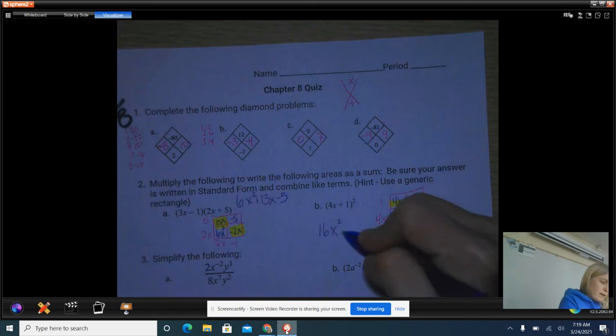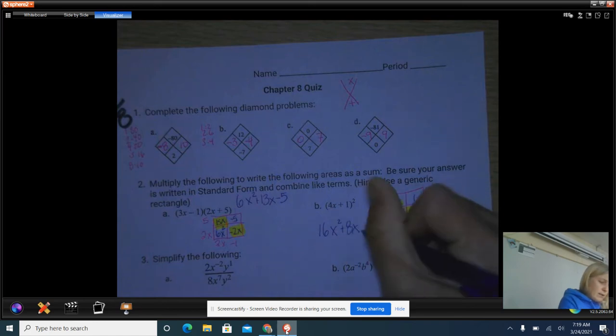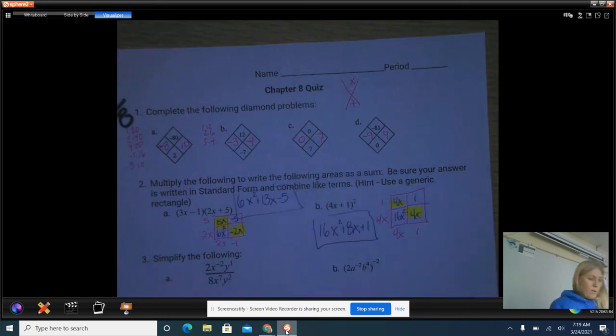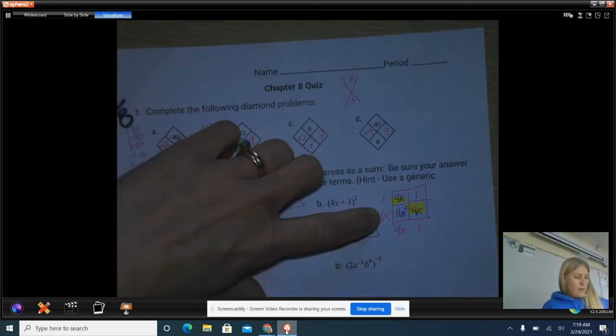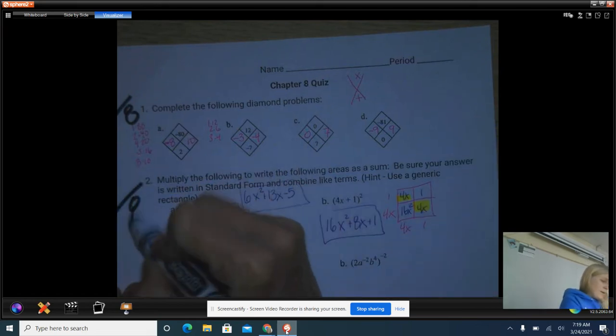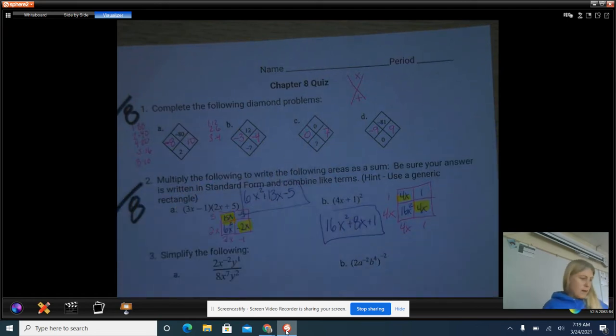4x plus 4x is positive 8x plus 1. So once again, this one is as well worth 4 points. 1, 2, 3, and a 4th point for your work. So problem number 2 is out of 8 points as well.